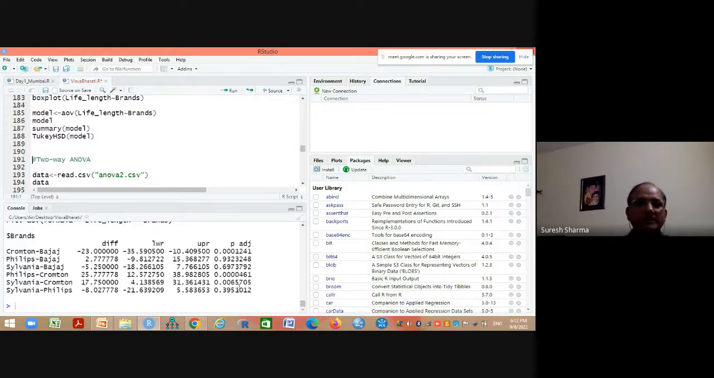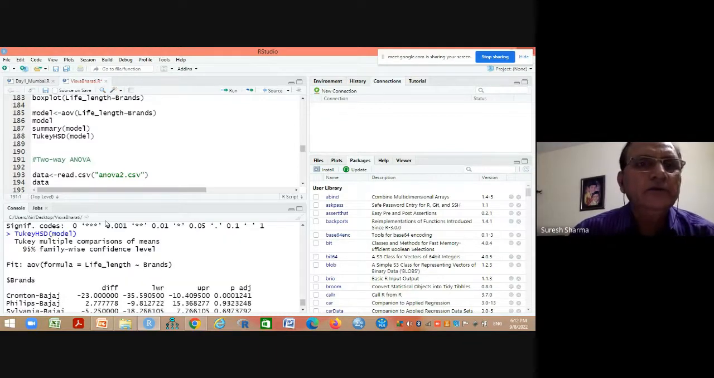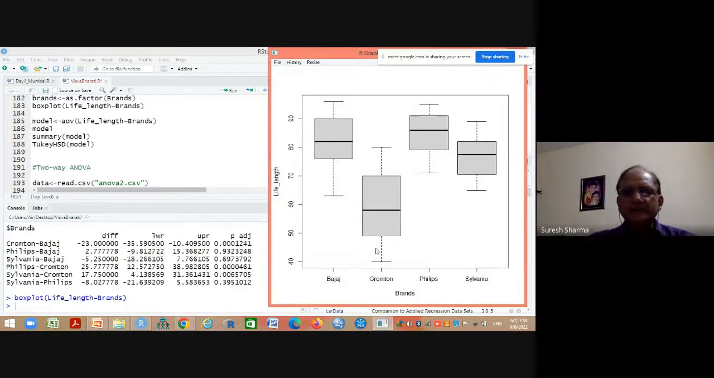If you see the shape of the box plot, it will give you a very clear picture. Crompton has the minimum life length, Philips has the maximum life length, but there is hardly any difference between Bajaj and Philips because it is non-significant. It also doesn't differ much from Sylvania. Out of these, the best one is Philips, followed by Bajaj, followed by Sylvania. That is the answer given by one-way ANOVA.